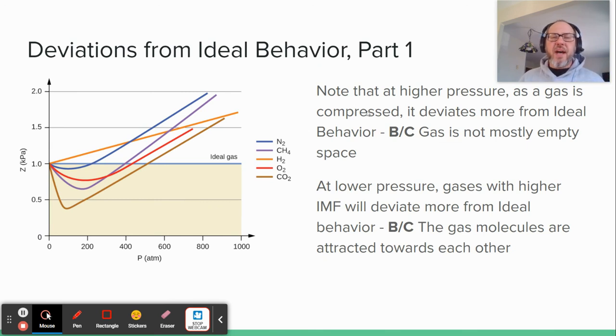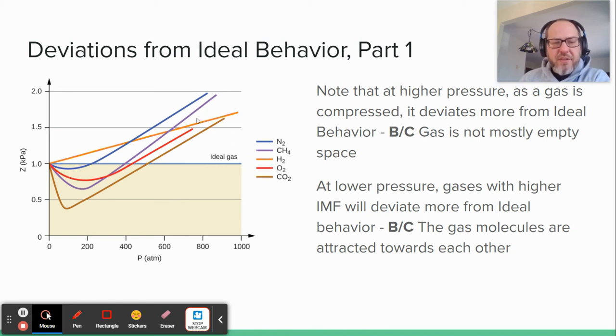So, deviations from ideal behavior. You can obviously have deviations from ideal behavior because we have liquids and solids. So how does that happen? Well, there are two factors that can affect the deviations from ideal behavior. The first is the fact that a gas is not mostly empty space. If the volume of the actual particles matters, then you have the deviations that are occurring up here.